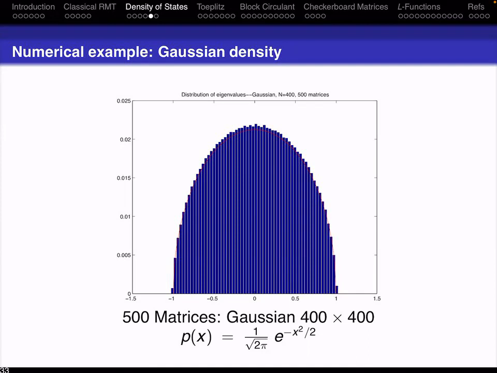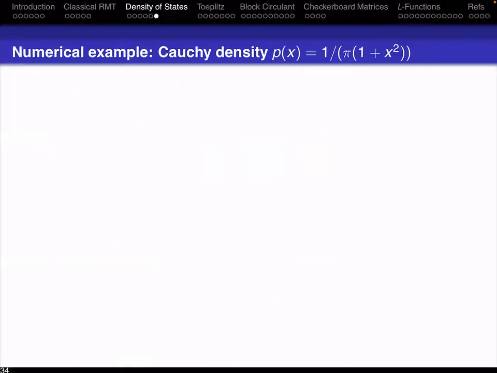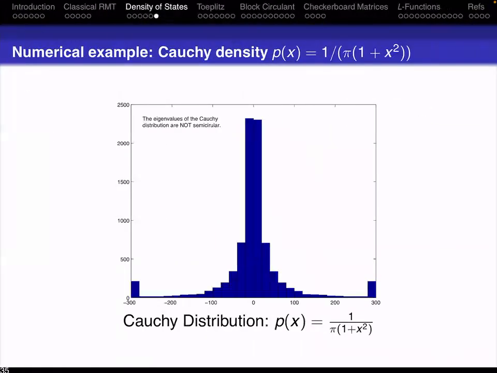I know some of you are troublemakers and sometimes do not like being told what to choose. So what distribution would you like to try next? You don't have to satisfy the conditions. Well, we know if it satisfies the conditions, it's going to be a semicircle. Yeah, take the Cauchy, right? What would happen if you take the Cauchy? Right? And so here's the Cauchy distribution.